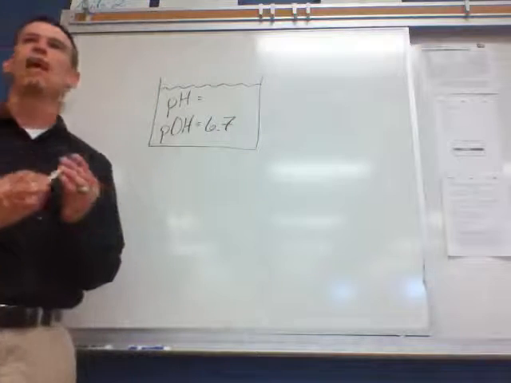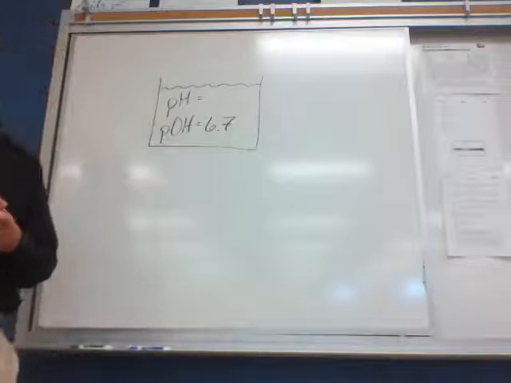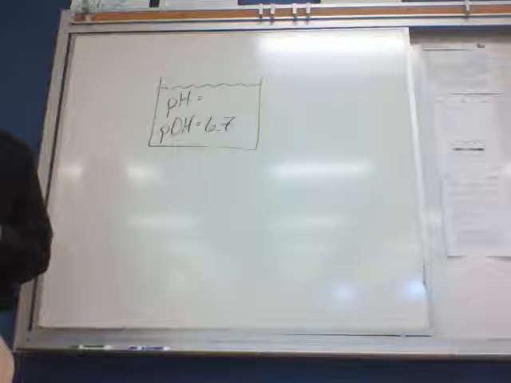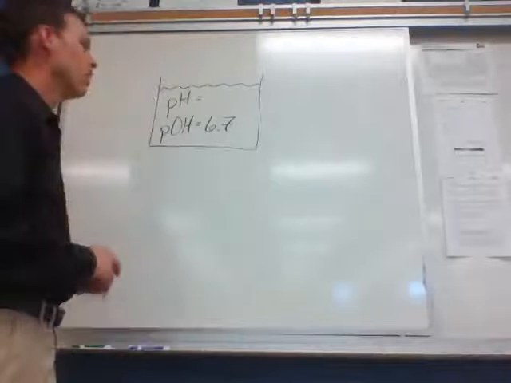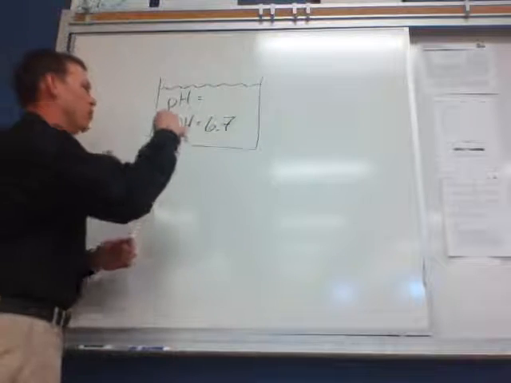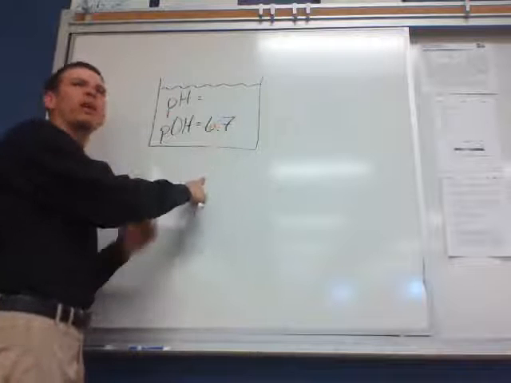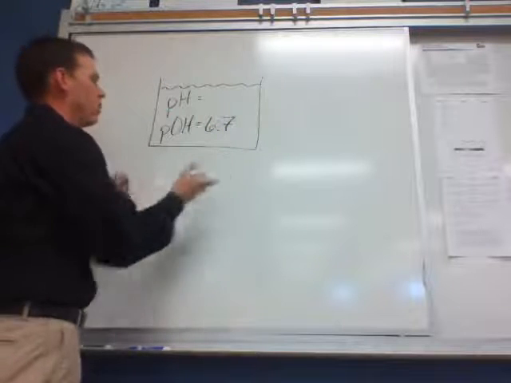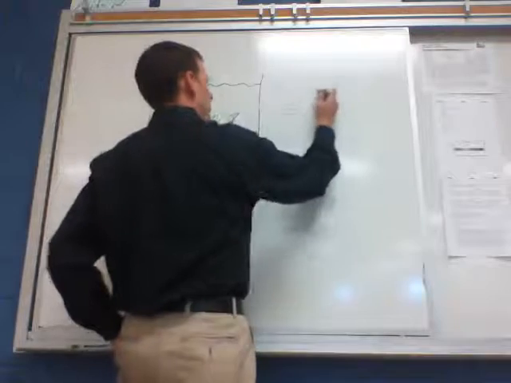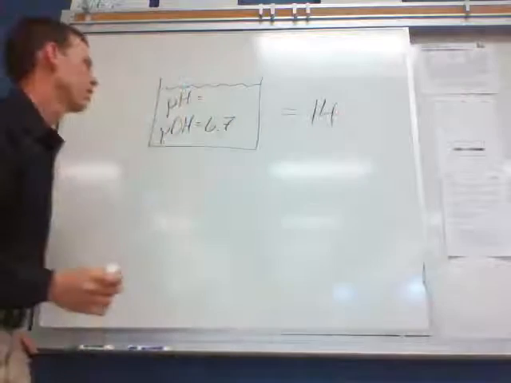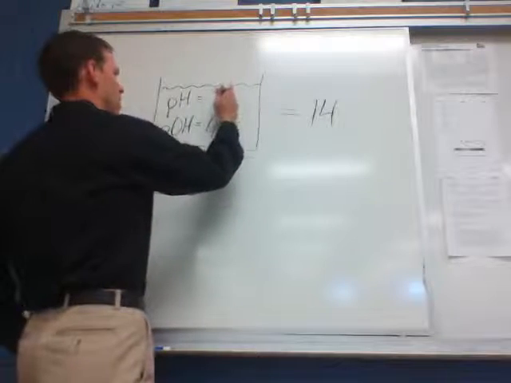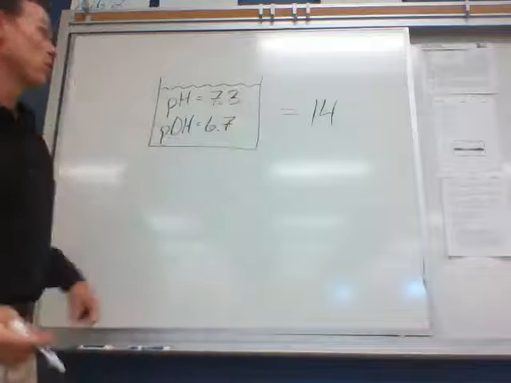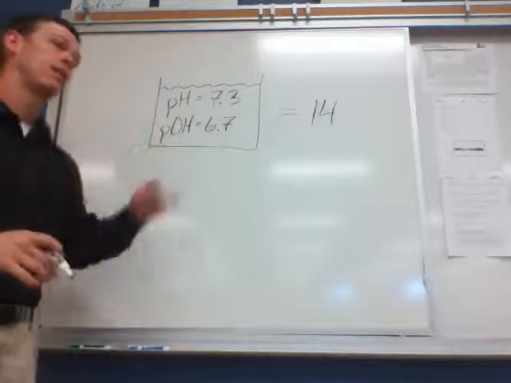I want to know what the missing value is and whether the solution is an acid or a base. What's the missing value, and is the solution an acid or a base? So if you had that scale in front of you, you could just put your finger on the pOH of 6.7, in between the 6 and 7, and see where the other guy lies. But we know that the two values together will equal 14. All right? So mathematically, 14 minus 6.7 is 7.3. So this solution has a pH of 7.3, a pOH of 6.7.